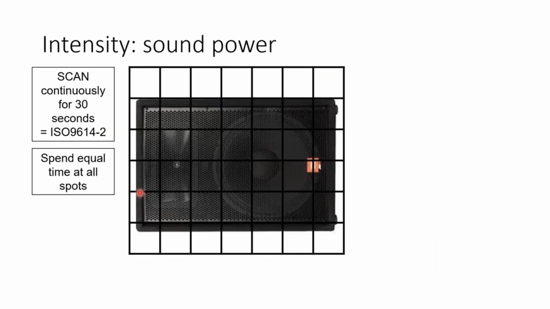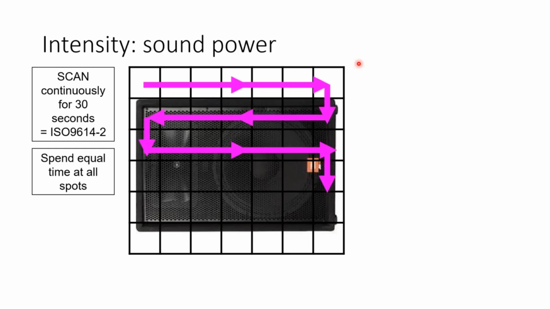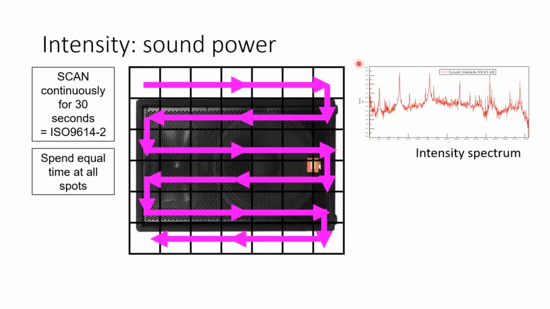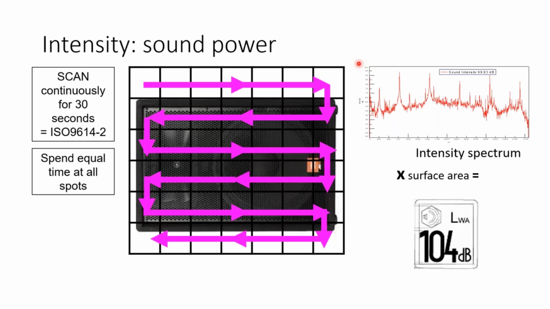So this is an example. We've got a speaker and I've got a little grid system on top of it. This could be wire, it could be fishing line, it could be whatever. It's usually a physical system just so that it's easier for engineers to keep track of where they're measuring. You can slowly scan across the surface and end up with an averaged intensity spectrum, then multiply that by the surface area, and then we have a sound power level. So hypothetically, this would be 104 dB.